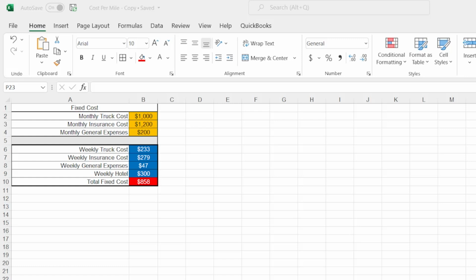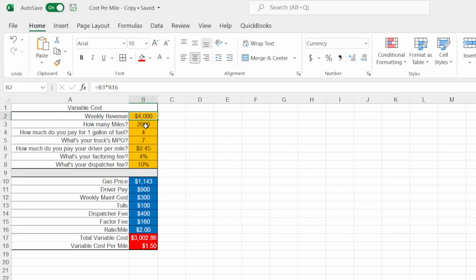So if you add up your weekly truck cost, your weekly insurance cost, your weekly general expenses, and your weekly hotel, we get a total weekly fixed cost of $858. That will not change no matter how many miles you drive. That is why this is called a fixed cost. Now we know our fixed cost. Now let's talk about our variable cost. Now this number will change depending on how many miles you drive per week.